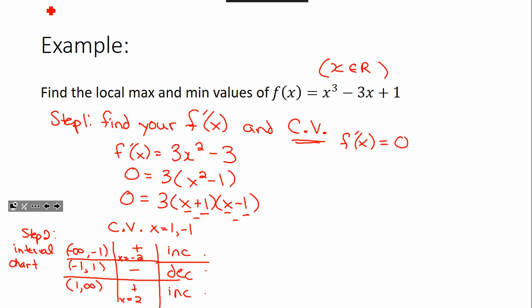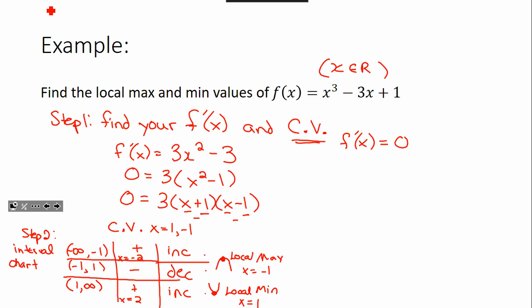But what it does show us is that if we're increasing and then we're going to a decrease, we have a local max here. And that's going to happen at that critical value, which we stated was -1. And then over here, we're going from a decrease to an increase. So right here, we're going to have a local minimum. And that's going to happen at x is equal to 1. And that just gives us some information about our graph.